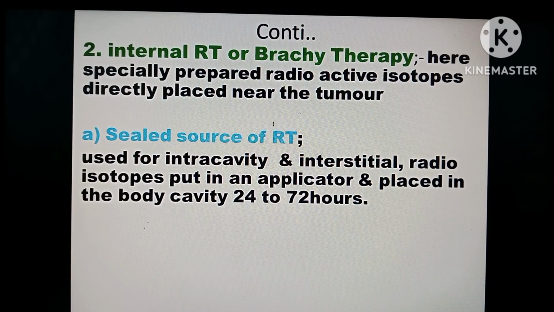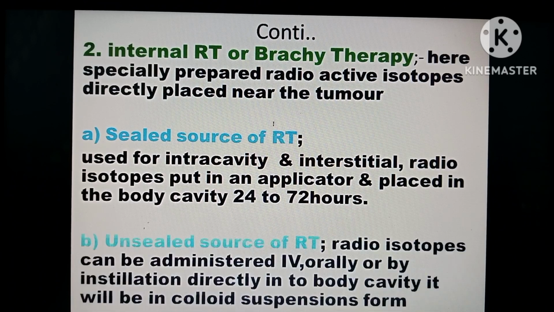They will place this sealed source near the tumor or inside the tumor and destroy the cancer cells. The second one is unsealed source radiation therapy. The word itself tells you: unsealed means it will be in the form of a liquid. Radioisotopes can be administered intravenously, orally, or by instillation directly into a body cavity. It will be in a colloid or suspension form, meaning a liquid form. Sometimes we will give it through an injection.